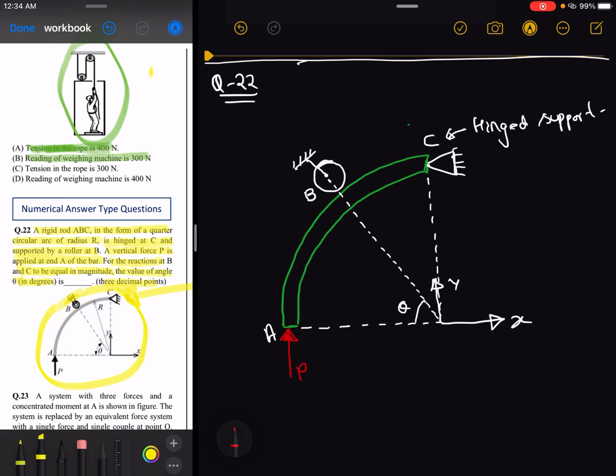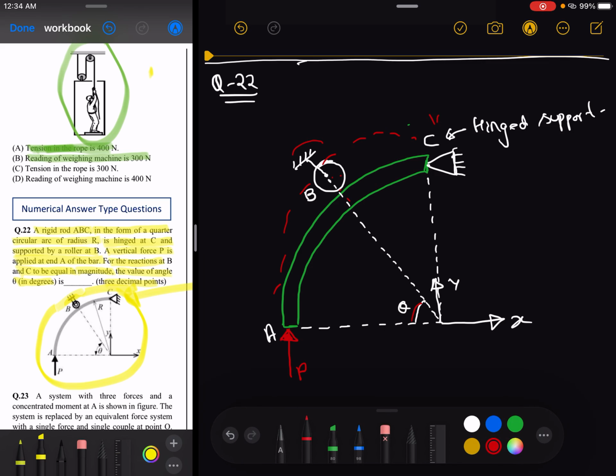He is asking that, so that the reaction developed at the B and reaction developed at the C are equal in magnitude. So this roller support can be placed anywhere in this region. So at a given angle theta, a point will be obtained where the reaction at B will be equal to the reaction at C in magnitude. So he is asking that angle. Okay, so let us find this angle.